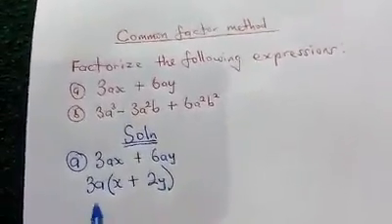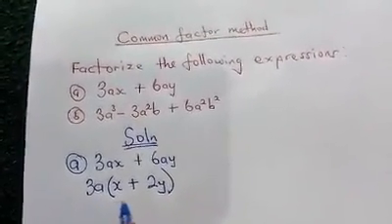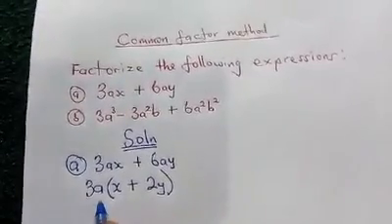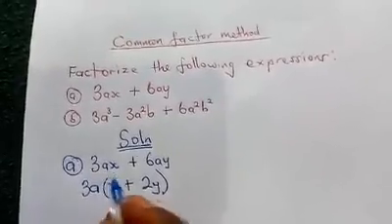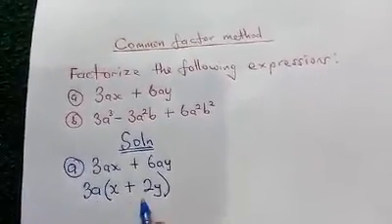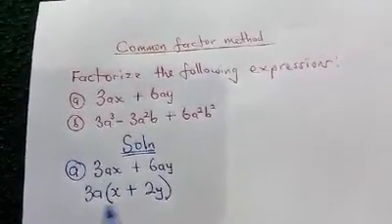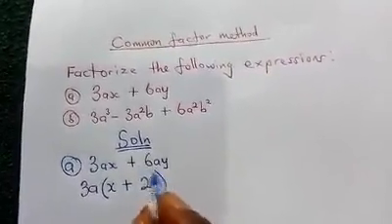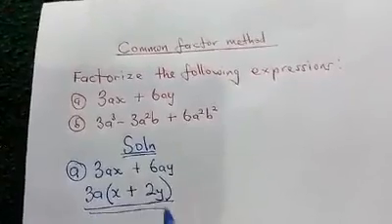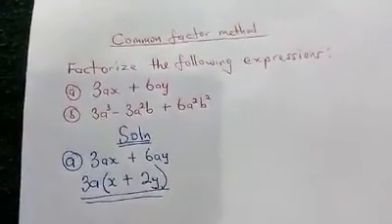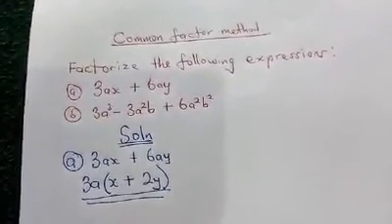If you want to check whether your answer is correct, you can multiply back. So 3a times x gives us what? 3ax, which is the first term. Then 3a times 2y will give us 6ay, which is the second term. So it means that this will be our result for the first one.